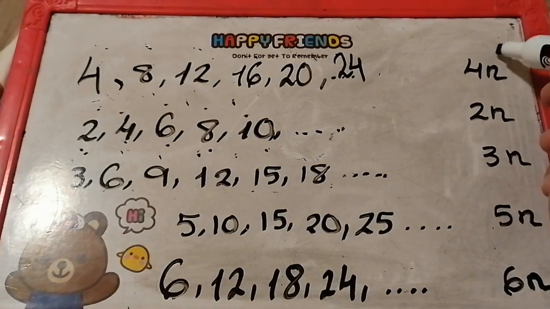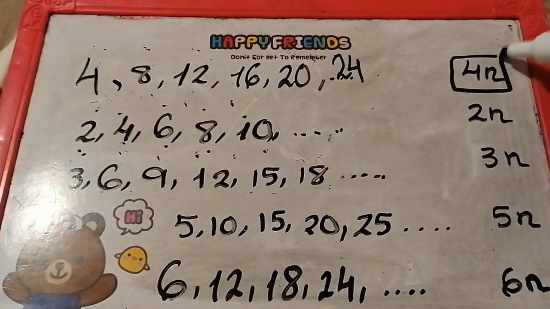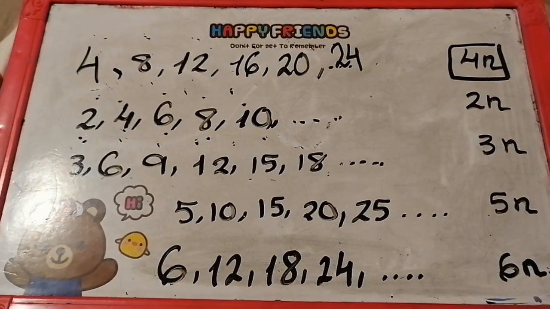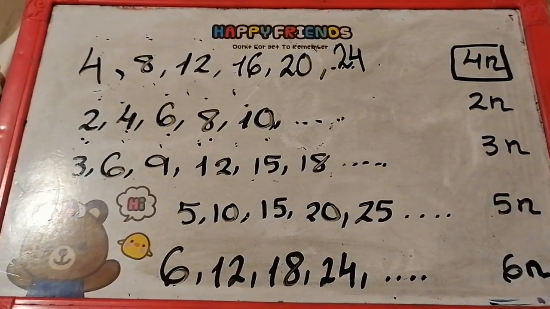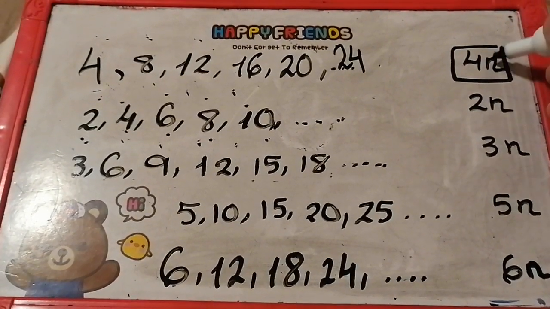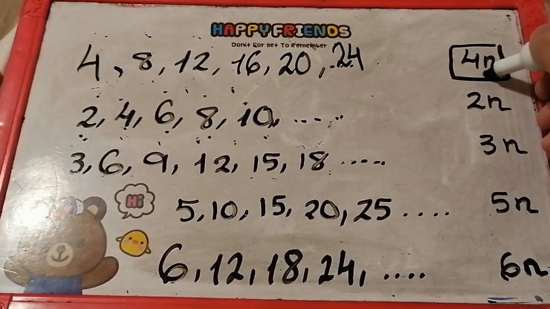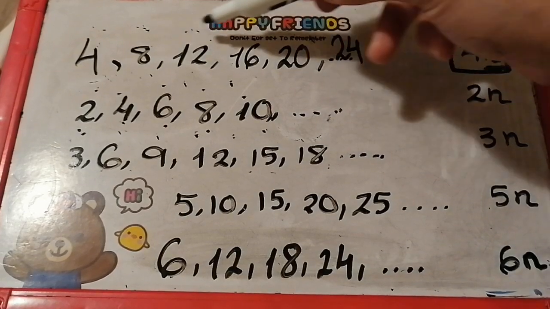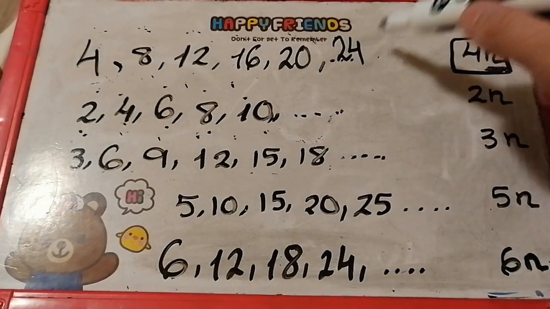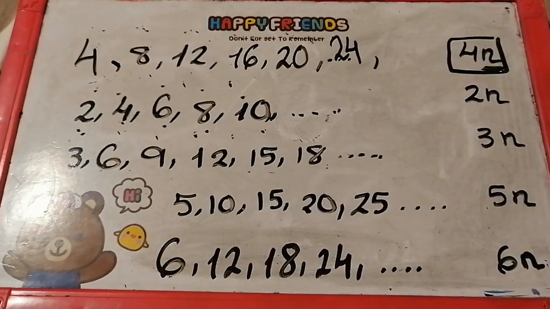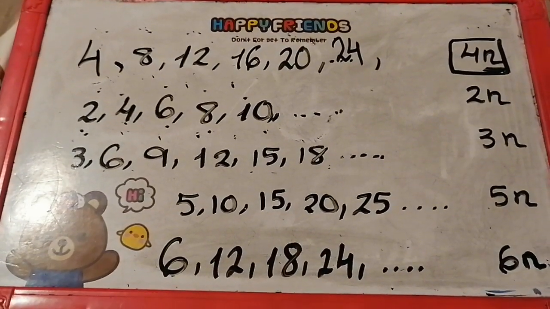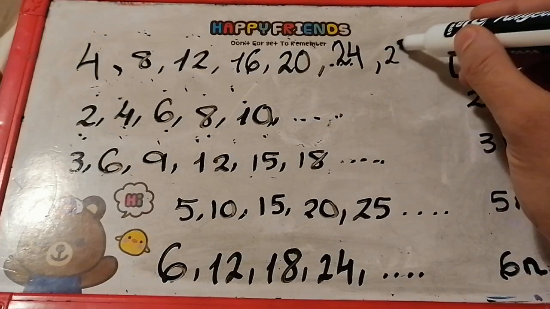So this is a formula, and we agreed that a formula is like a rule. A formula to find any number in this sequence. What do I mean? N stands for the position of the number. So this is the first, second, third, fourth, fifth, sixth. So if I want the next number, the seventh number, I'll do 4 times 7, right? What is 4 times 7? It is 28.